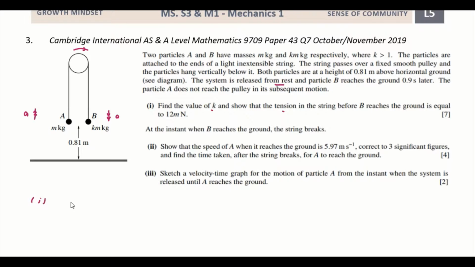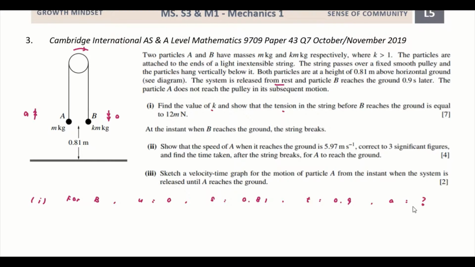So what happened here is we try to focus on particle B. For particle B, the initial velocity is actually equal to U. It spends 0.9 seconds to reach the ground, so the displacement is 0.81. Then 0.9 second is our time. So by having these three elements, actually we can use our SUVAT and we can get our acceleration here.